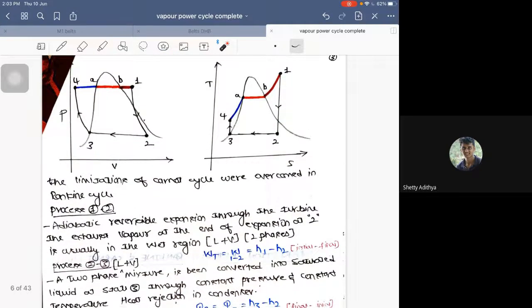Can anyone read this? Process 1 to 2, what happens? He is talking about process 1 to 2, which is nothing but isentropic expansion, constant entropy expansion, adiabatic expansion in the turbine. Would anyone voluntarily come up to read process 1 to 2? Muhammad Khalid. Process 1 to 2: adiabatic reversible expansion through the turbine.